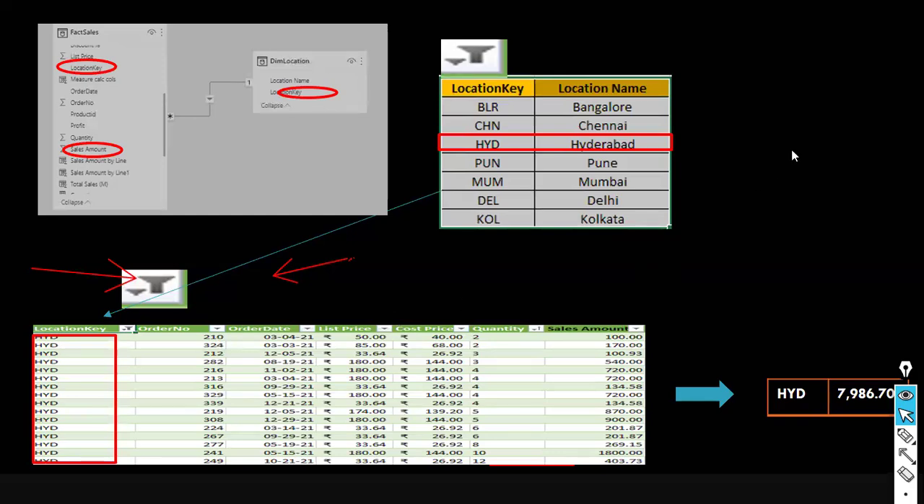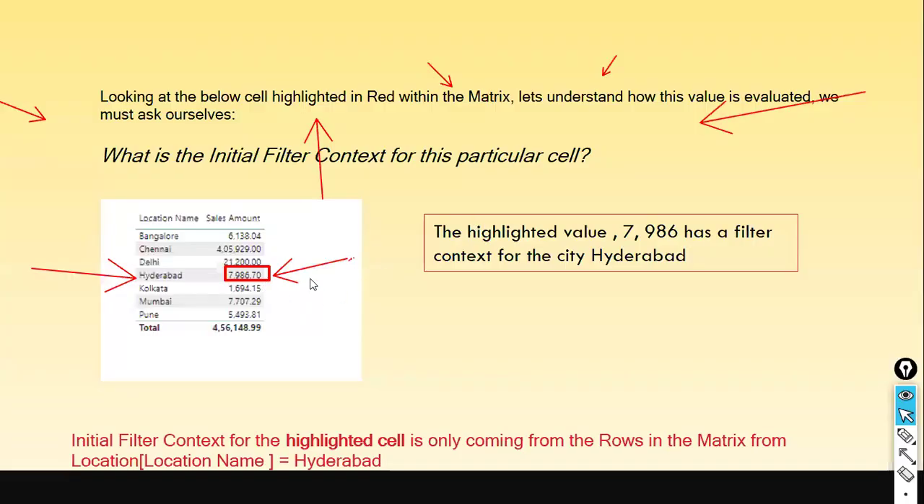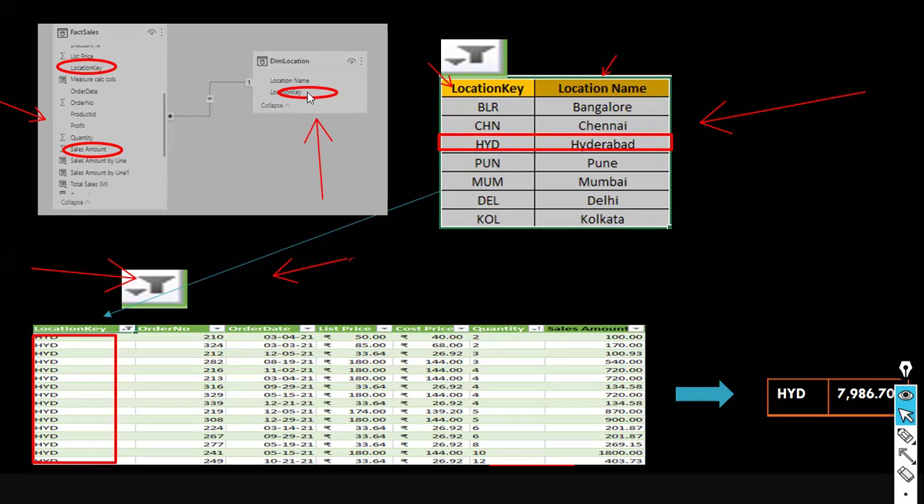Behind the scenes, what happens? For example, you have a separate location table where you have location key and location. Look here, you have the dim location table. This is your sales fact table. In the previous example, Hyderabad: the Hyderabad record in the location dimension table gets selected, and then it propagates the Hyderabad value to the sales fact table. The moment it passes the value to this table, it applies the filter on the location key for Hyderabad.